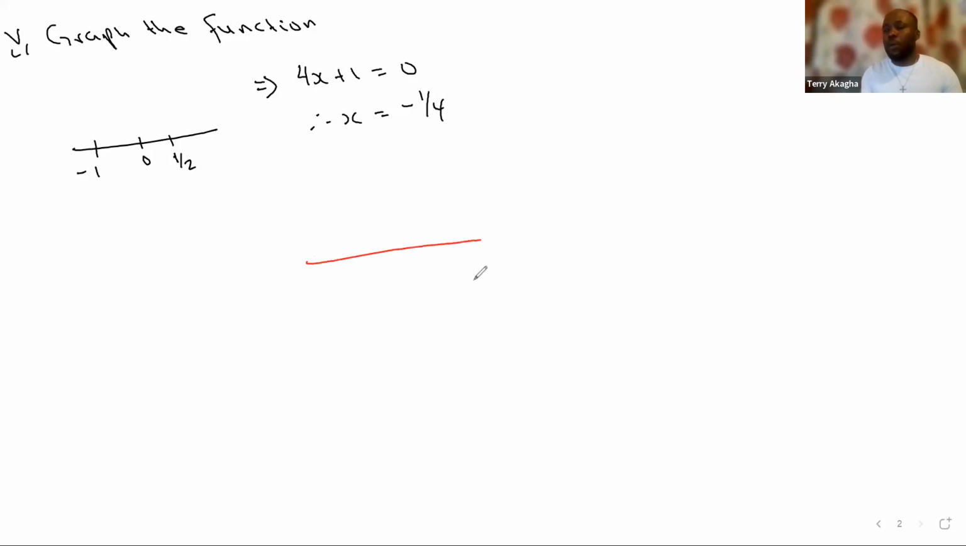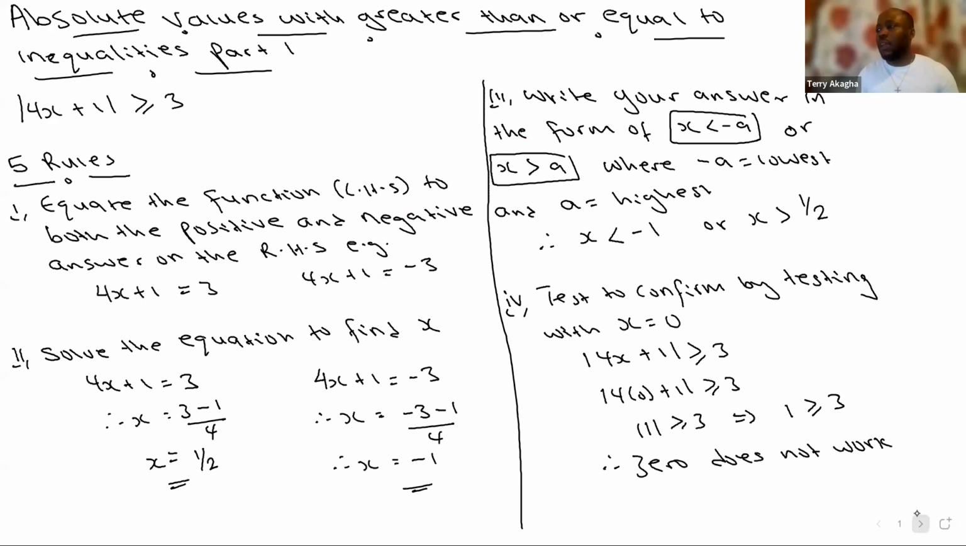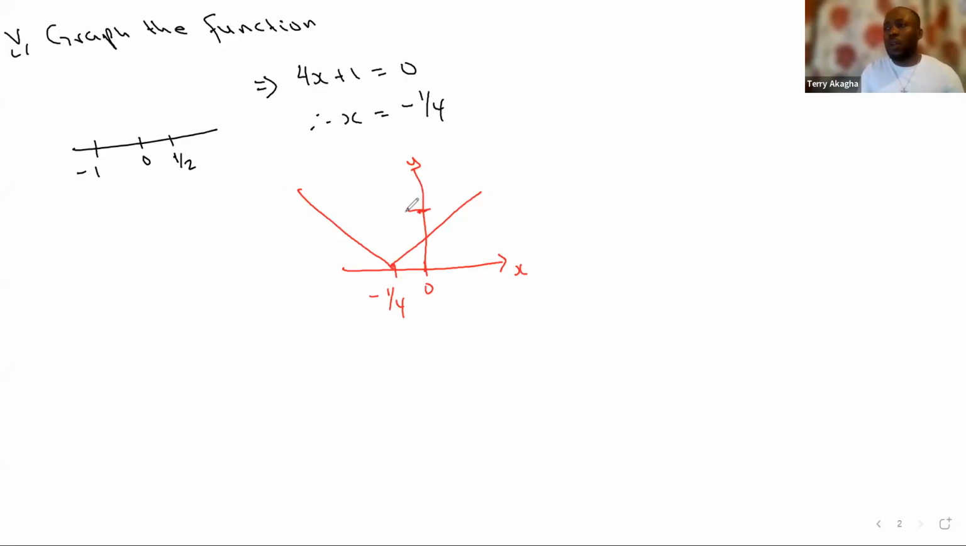At the point where x is minus 1 over 4, let's say this is 0. Then if this is minus 1 over 4, we draw the graph like that. So this is the x-axis, this is the y-axis. Let's assume that this point is where 3 is. The question was for x greater than 3. So if this is 3, you draw a line to touch it.